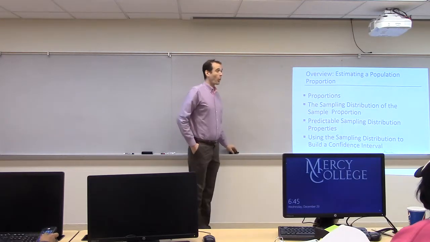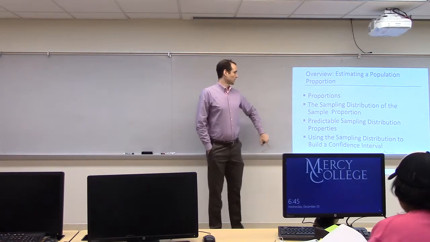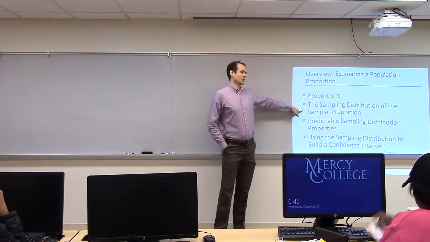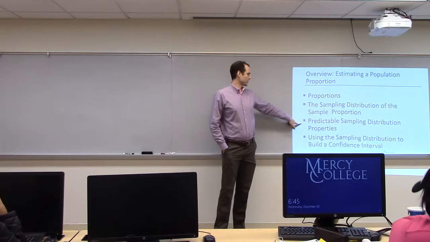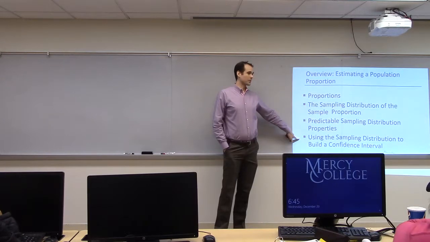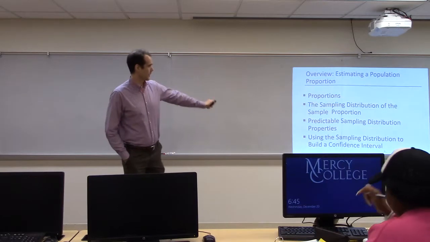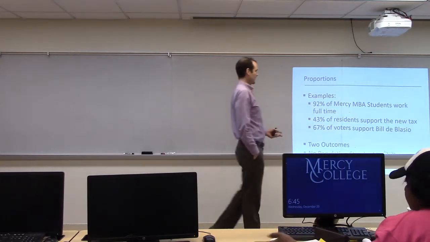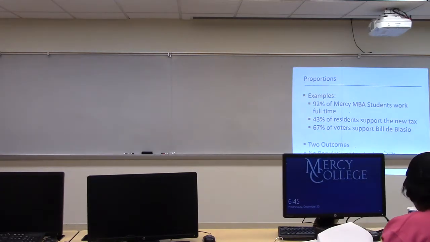Let's start with proportions. When we talk about proportions, we'll just talk about what they are. We'll learn this thing called the sampling distribution of the sample proportion. Just change the words around a little bit. We'll find that it has predictable sampling distribution properties, just like the other one did. And we'll be able to use those predictable properties to build a good confidence interval. So, examples of proportions: 92% of Mercy College students work full-time. It's a percentage between 0% and 100%.